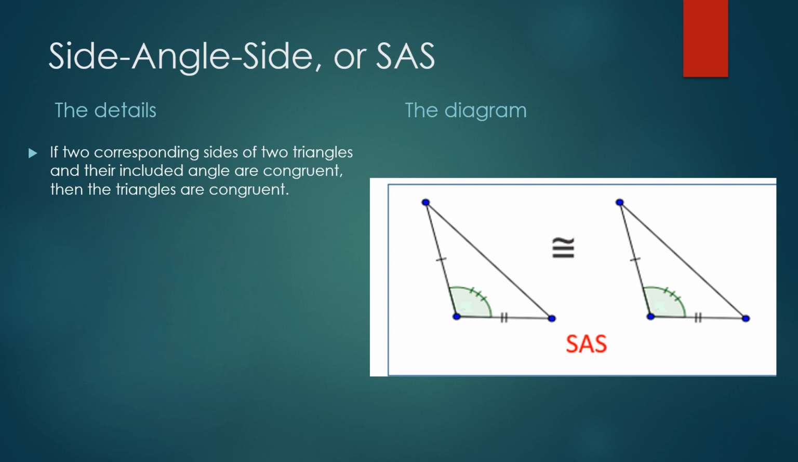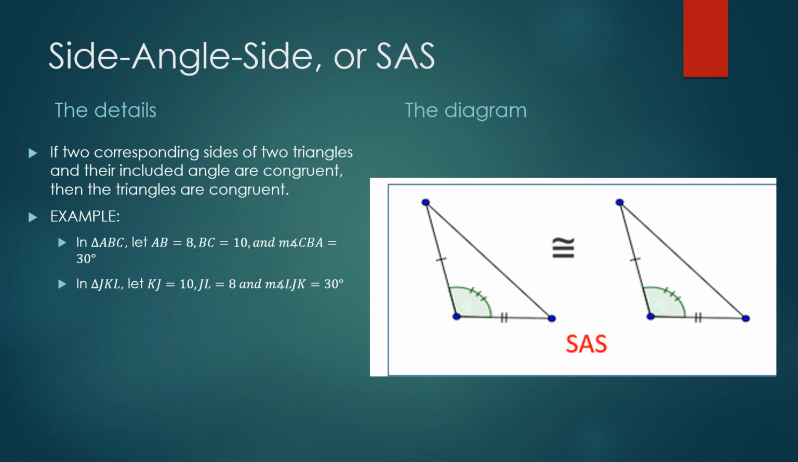Side-angle-side has the same idea, but we're looking at three different parts rather than the three sides. Here, if two corresponding sides of two triangles and their included angle are congruent, then the triangles are congruent. So let's look at another example.